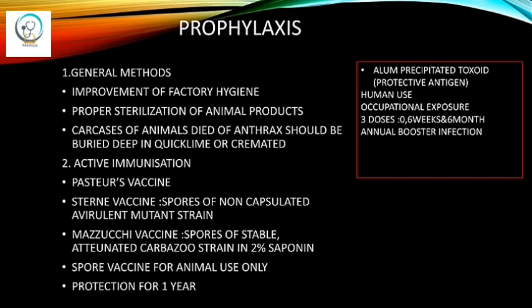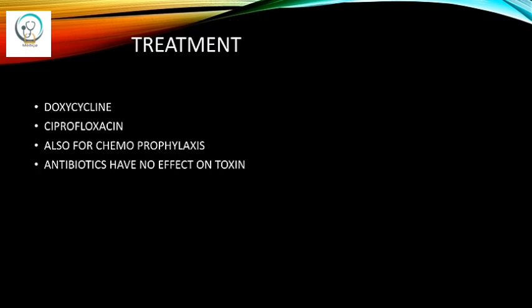Then alum precipitated toxoid vaccine, that is protective antigen, is used there. It is for human use when occupational exposure is possible. 3 doses are given: at 0 dose, 6 weeks and 6 months. Then annual booster doses are also given. Then treatment includes doxycycline, ciprofloxacin, and also for prophylaxis use. Then antibiotics are not effective in the toxemic stage.